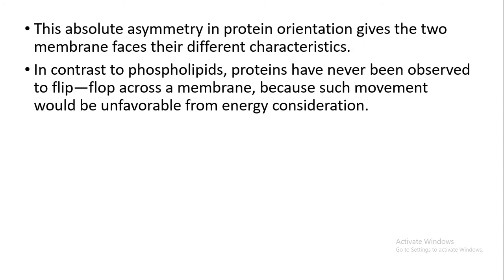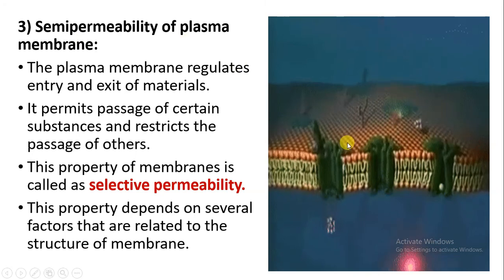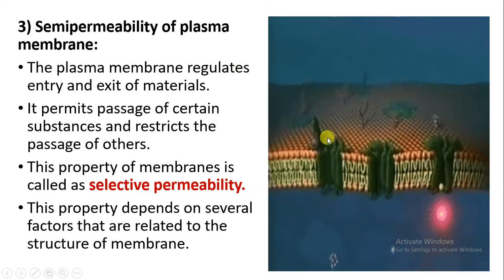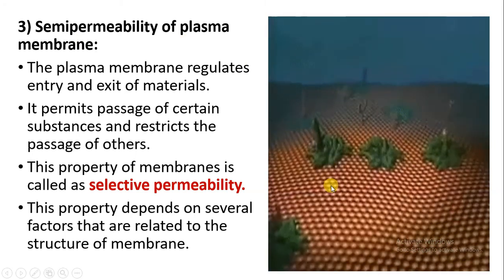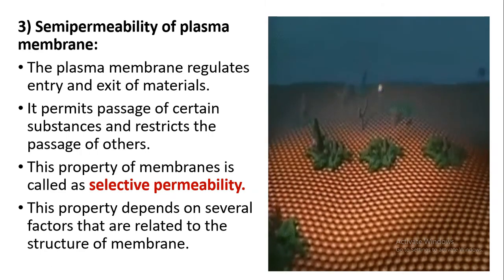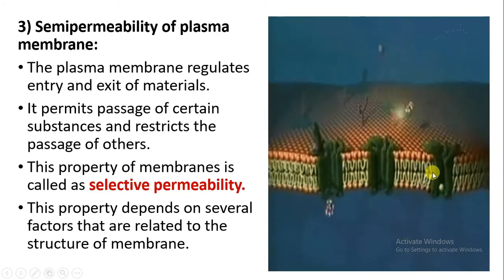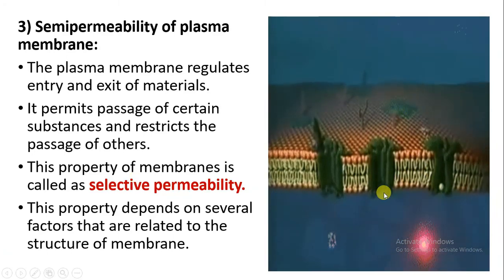So it is said कि जो flip-flop movement जो है lipid का वो कम ही नजर आता है, otherwise it is going to affect the energy consideration. Now we will talk about the semi-permeability of the plasma membrane. Semi-permeable membrane इस plasma membrane को इसलिए बोलते हैं क्योंकि only selective things only can enter inside the cell by the plasma membrane. So ये जो plasma membrane है, so it regulates the entry and exit of material.